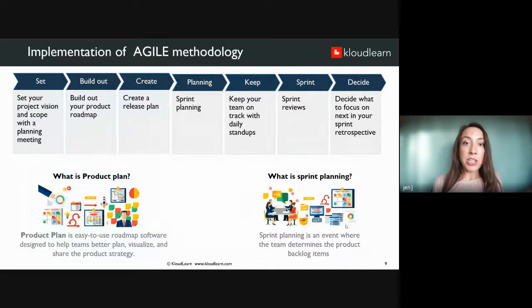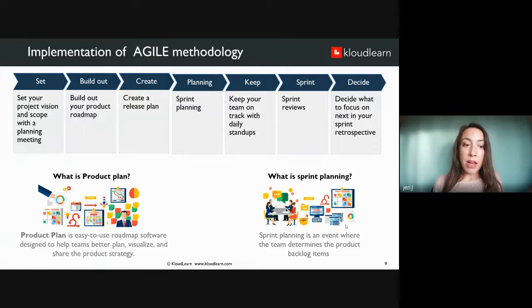The implementation of Agile methodology includes a few different steps. First, set your project vision and scope with a planning meeting. Second, build out your product roadmap. Third, create a release plan. Fourth, planning. This is sprint planning. Fifth, keep your team on track with daily stand-ups. Sixth, sprint reviews. And finally, decide what to focus on next in your sprint retrospective.